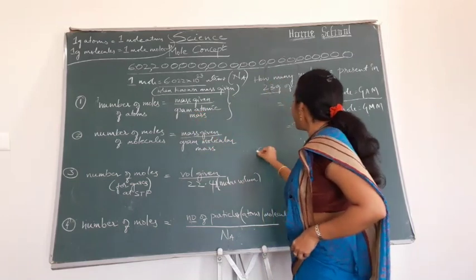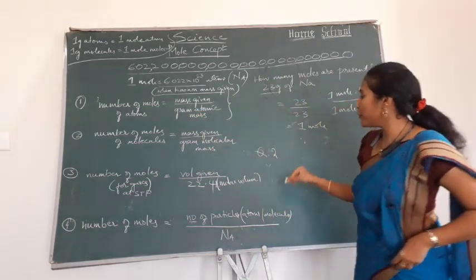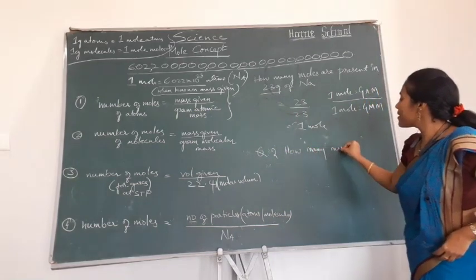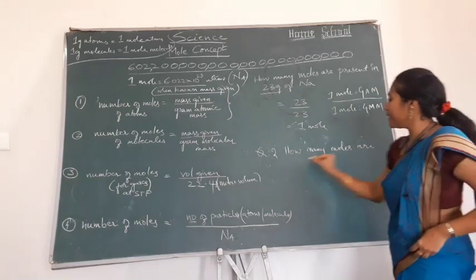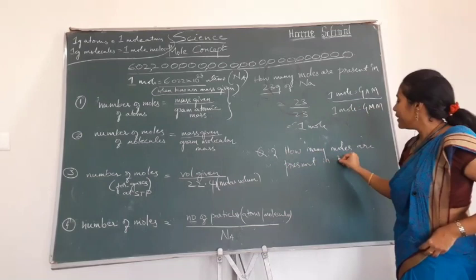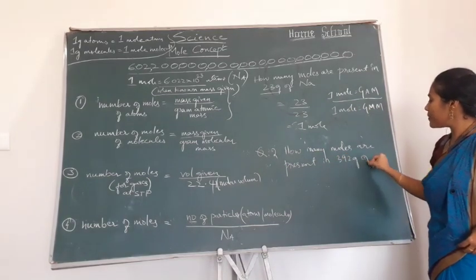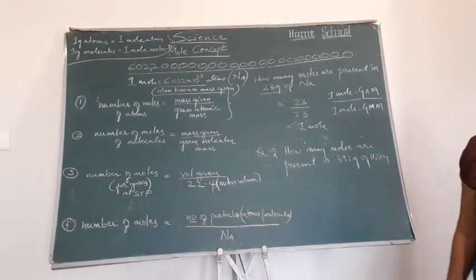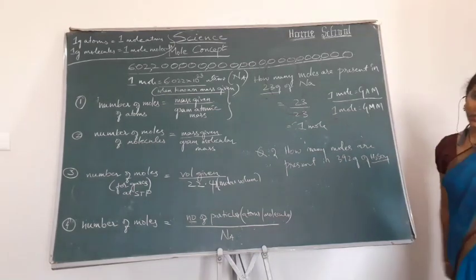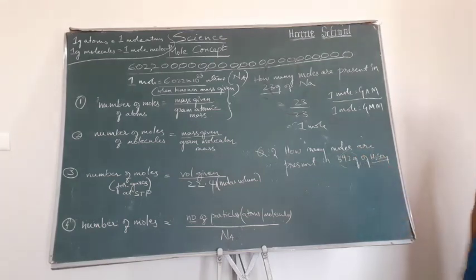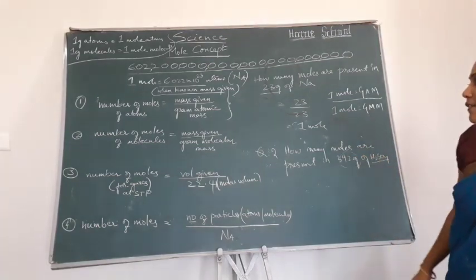And now question number 2. How many moles are present in 392 grams of H2SO4? Okay, so here I am asking you about a molecule. How many moles are present in this many grams of H2SO4? Then what is the formula you will use?